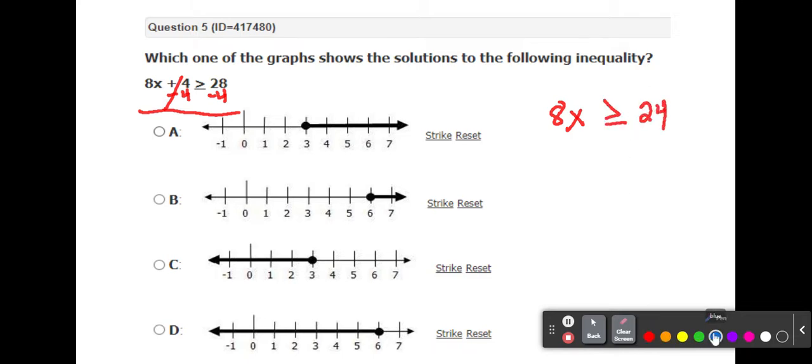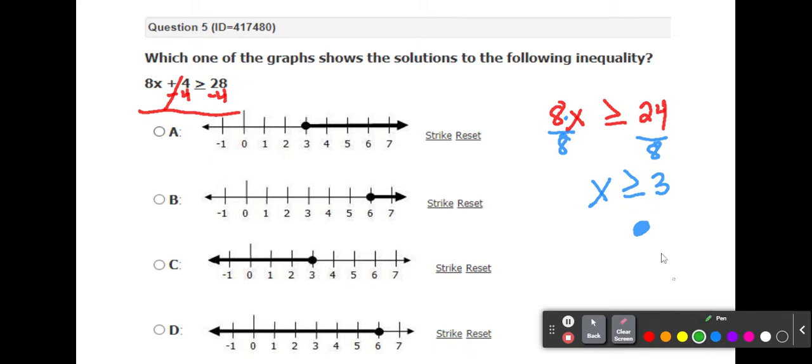So now I've got to get rid of that 8, and I'm going to do the opposite of times. You're always going to do the opposite. And I don't flip because I didn't multiply or divide by a negative, so x is greater than or equal to 3. So that's going to be a closed circle because I want to include the 3 in my answer.